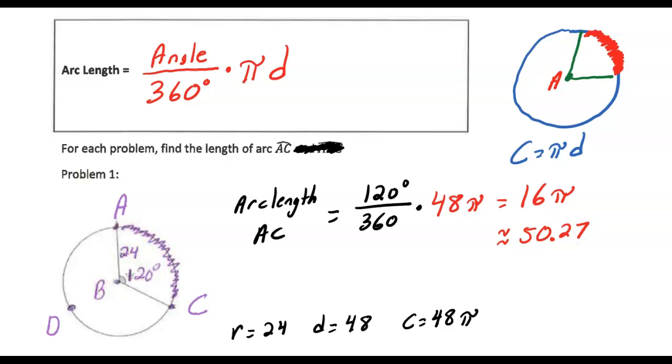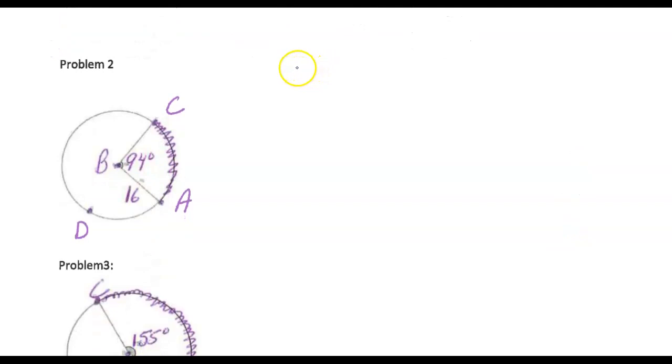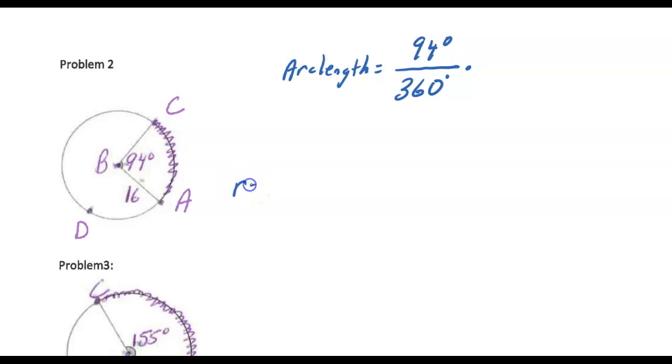Let's take a look at example number 2. Again, using the formula, the arc length is equal to the angle, 94 degrees, over 360 times pi times the diameter. And we see that the radius is 16, which makes the diameter 32, and the circumference is 32 pi. So I'm going to multiply 94 over 360 times 32 pi.